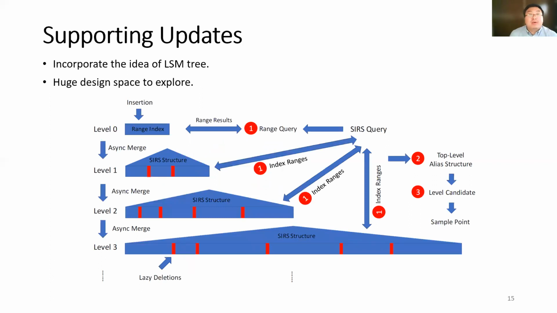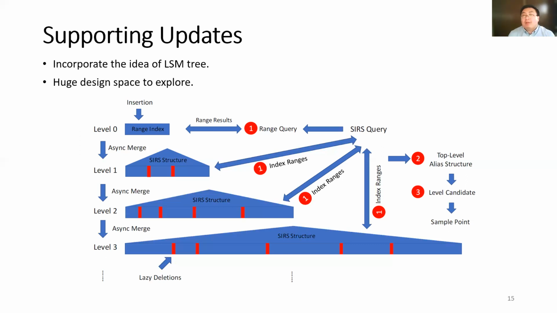We also discussed how to support updates. We incorporate the idea of an LSM tree. It has a huge design space to explore, but generally speaking, we organize our data structure in multiple levels. Level 0 is just a range index, or you can put a raw data set that you can scan through. Asynchronously, lower levels will be merged into higher levels, and each level other than level 0 is an SRS structure. When a particular SRS query comes, it will do the range query on level 0 and issue the same index ranges to all of the levels to do the SRS query.